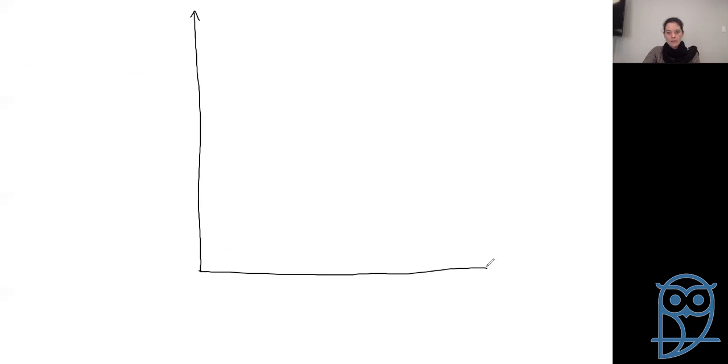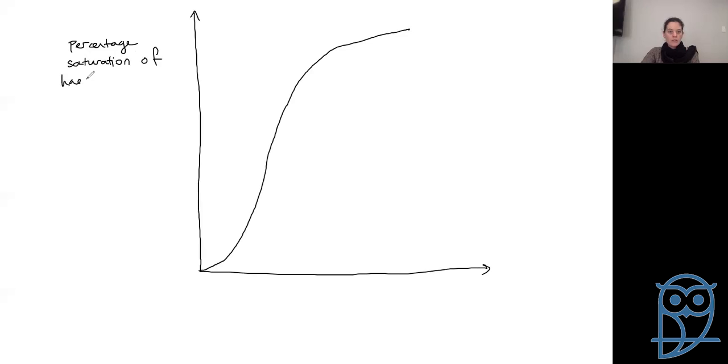So we shall start again with our curve like we had last time. From the bottom, slowly, fast, and then we're up at high partial pressures. So this is again percentage saturation of hemoglobin with oxygen, all the way up to 100% saturation from 0 to all 4 present.